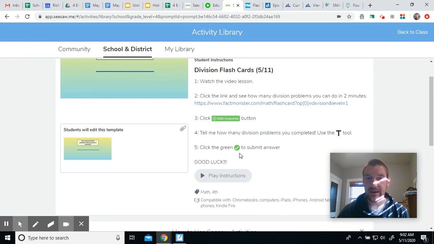Then when you're done, make sure you click that green check to submit your answer. And then that's it for math today. Good luck.